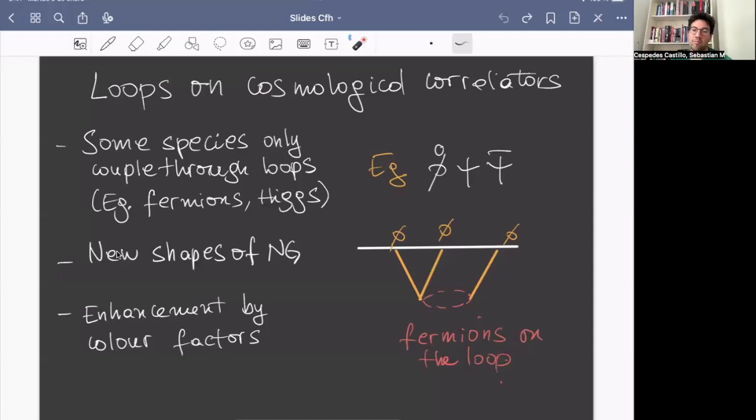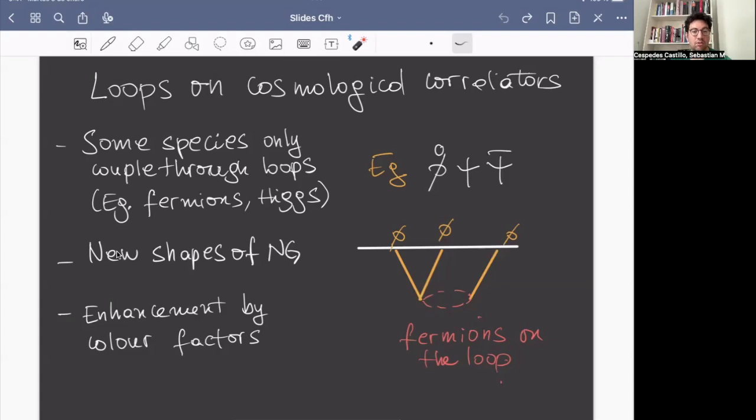Now, there's been a lot of progress in recent years in understanding correlation functions, but most of the work has been focused on correlation functions at tree level. This is because computing these things is particularly hard. The problem is that there are many cases where all these effects start appearing as loops.